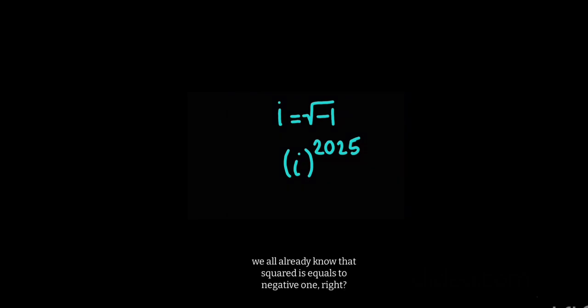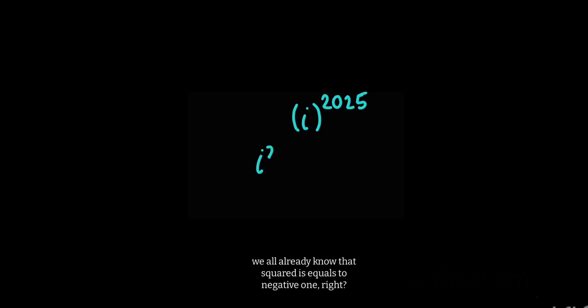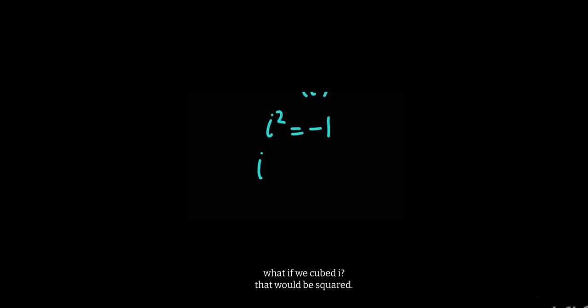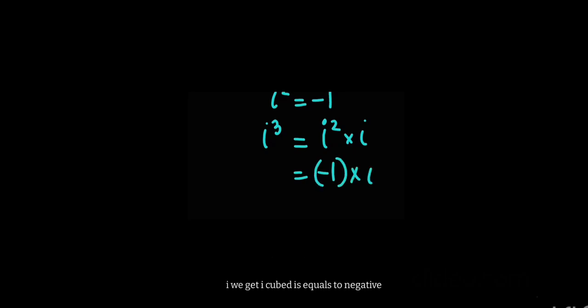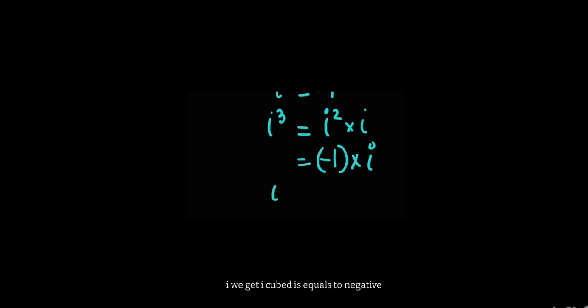We already know that i squared is equal to negative 1, right? What if we cubed i? That would be i squared times i, right? Now, we know i squared is equal to negative 1 and that times i, we get i cubed is equal to negative i.